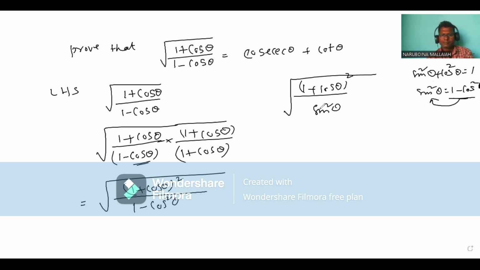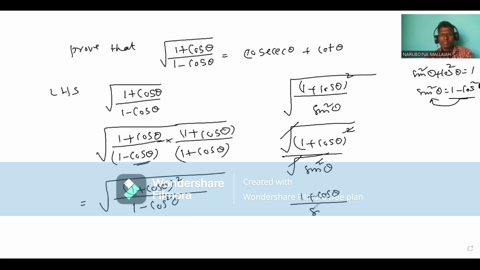Now give this square root to the numerator and denominator. (1 plus cos theta) whole square, I am giving this square root, and again I am applying this square root to the denominator. Now the square and square root get cancelled. We are left with (1 plus cos theta) by sin theta.